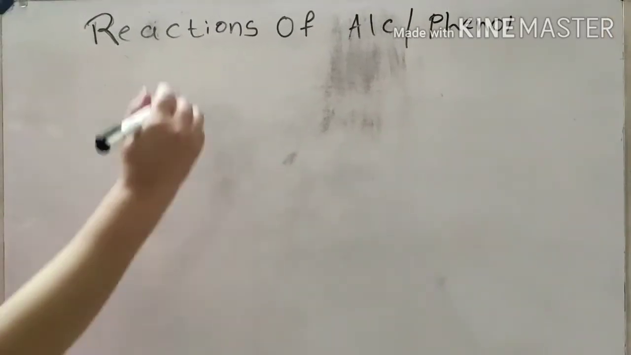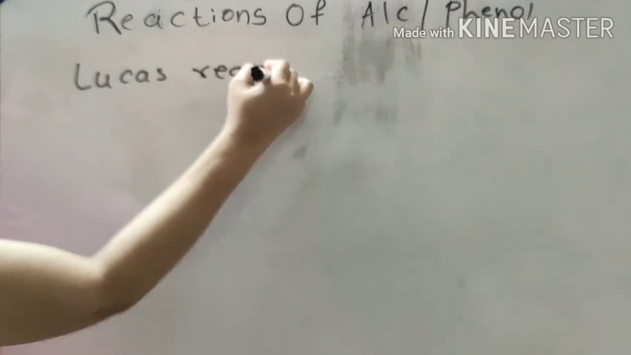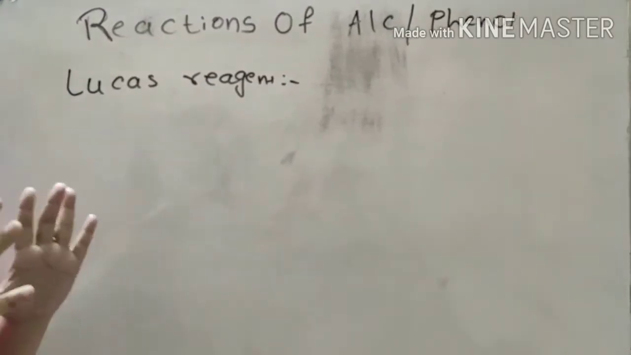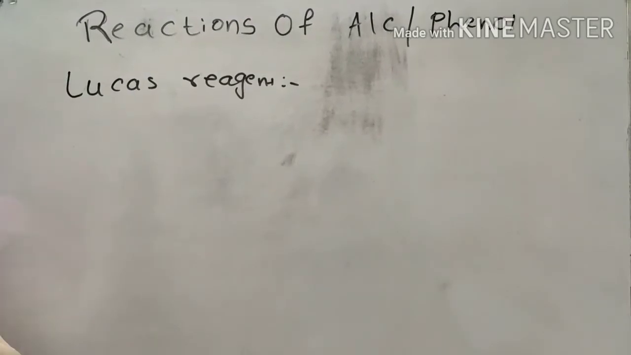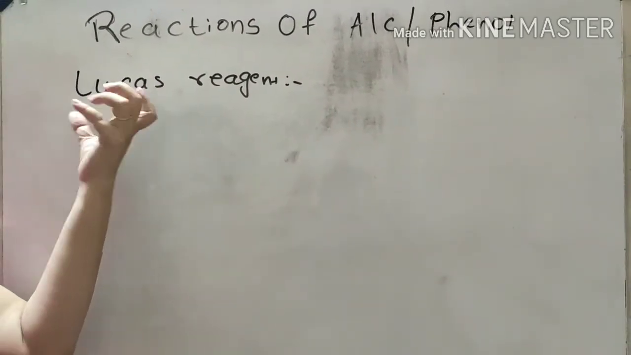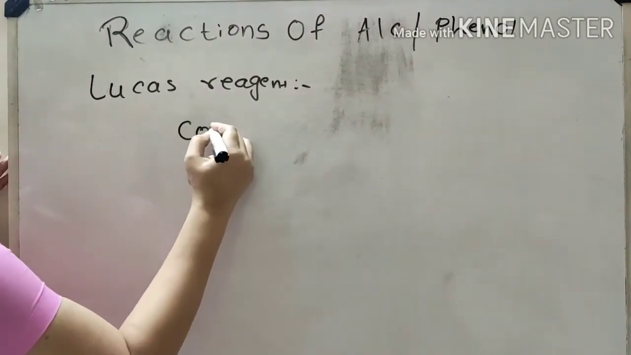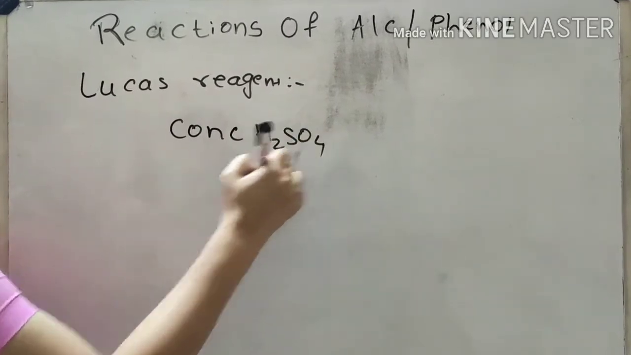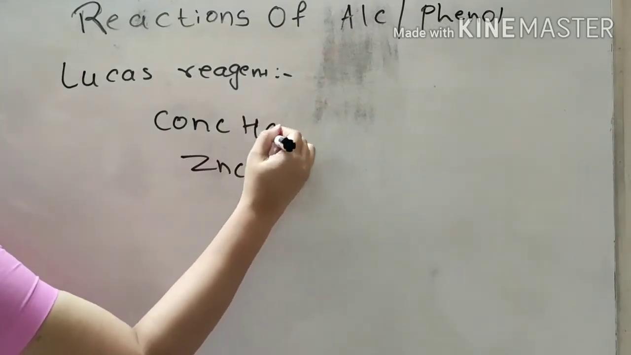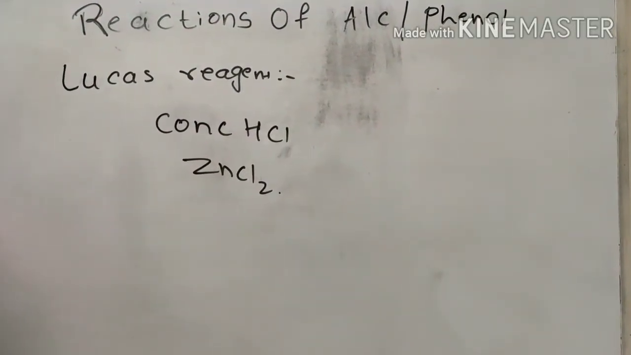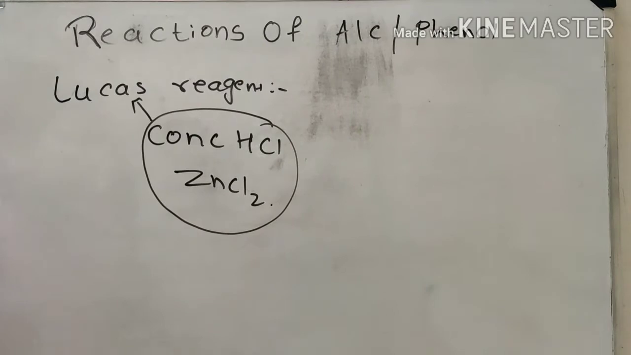Next reaction of alcohol is with the Lucas reagent. Now this Lucas reagent is used to distinguish between the primary, secondary and tertiary alcohol. So before that, first we must know what is Lucas reagent. Lucas reagent is the mixture of concentrated H2SO4 and ZnCl2. Not H2SO4, sorry, it's concentrated HCl and ZnCl2. Now this mixture is known as the Lucas reagent.